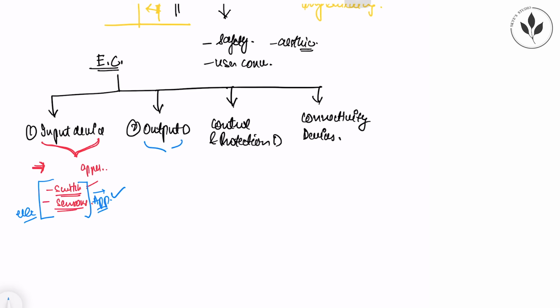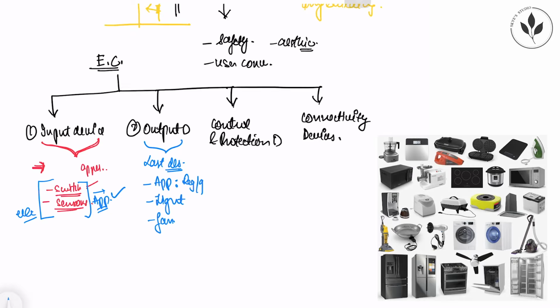Then comes your output device. Now, the output device is the last destination up till which the electricity reaches, and the last destination is your appliance. It can be your light fixtures, it can be your fans, and in appliances all the refrigerators, geysers, everything that requires this electricity to work is the output device, right?